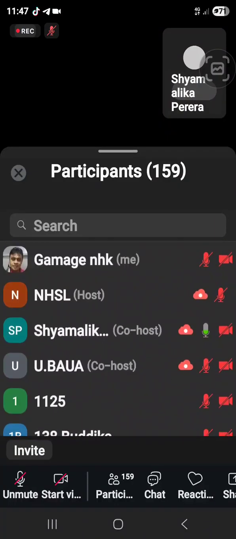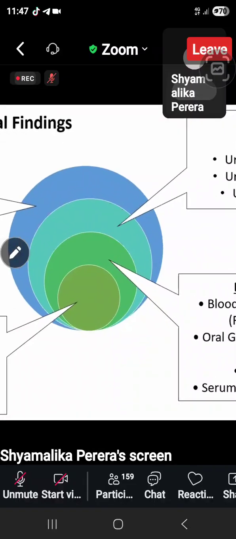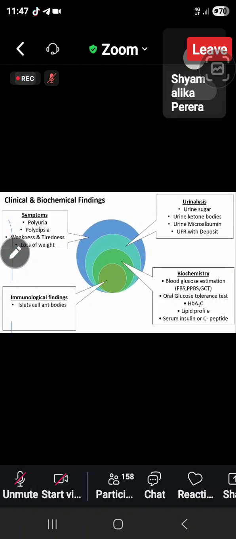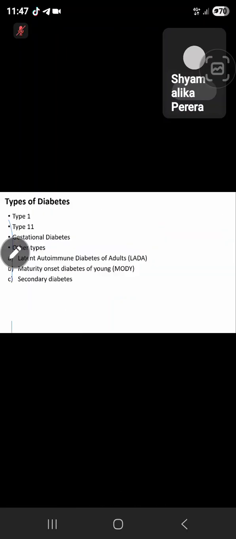Further, you can use immunological findings. Sometimes you can get diabetes due to autoantibodies. That means certain antibodies are there, and they will damage your pancreas. So then you have to find out those autoantibodies. Those are the immunological findings related with diabetes.